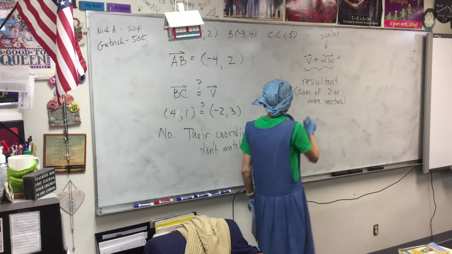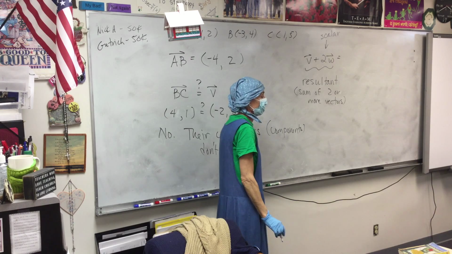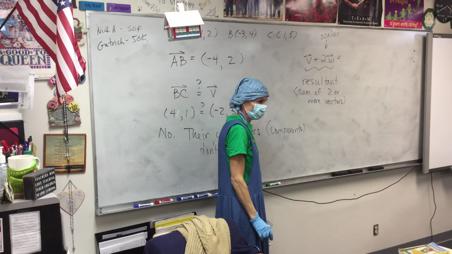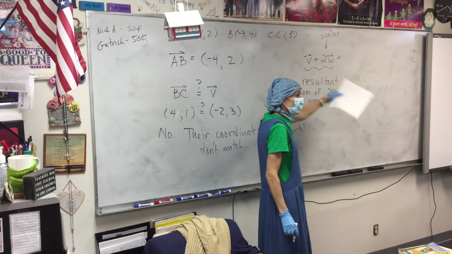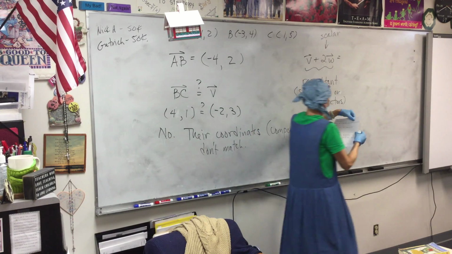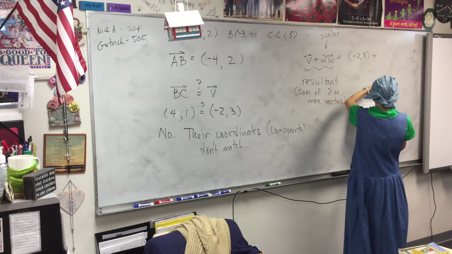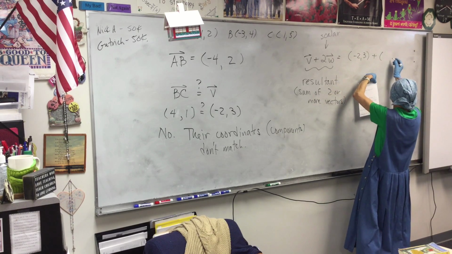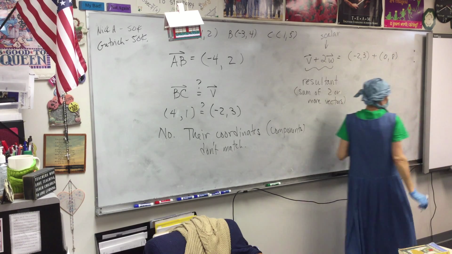All right, so I'm going to find the resultant of these. How do I start this problem? We got our vocabulary taken care of. What do I need to do first? I need to find out what 2W is. So I know V is negative 2, 3. And what would 2W be? 2W would be 0, 8.